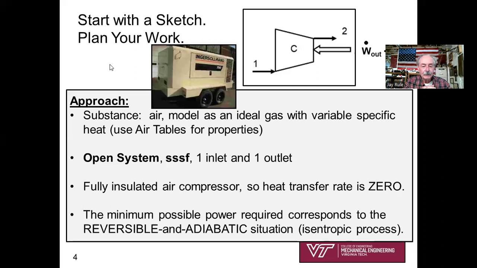So let's plan the solution before we get into Excel. We always start with a sketch. I thought I'd throw in an image of what an air compressor looks like. Now it's all closed in a box, so it looks very simple. Ingersoll Rand air compressor on a trailer. But here's our sketch of a very traditional steady state, steady flow compressor. Inlet state 1, outlet state 2. We're compressing the air. That's why we have that trapezoid that's decreasing in size. In other words, the specific volume is decreasing and pressure is increasing.